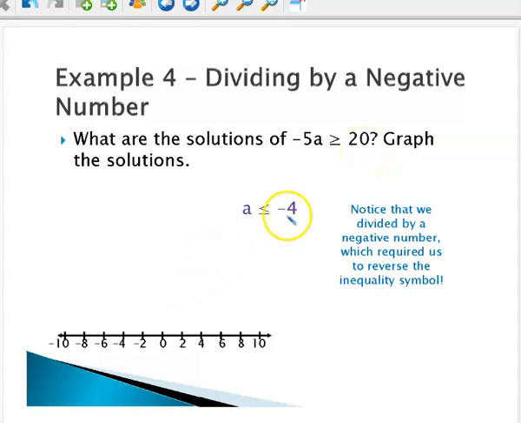To do that, all I'm going to do is divide both sides by -5. Since I'm dividing by a negative number, the inequality needs to change directions. So instead of pointing to the right, we have it pointing to the left. Now I just go through graphing. Closed dot at -4, shade to the left.